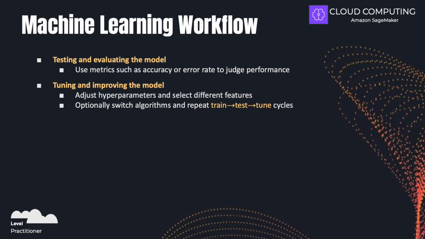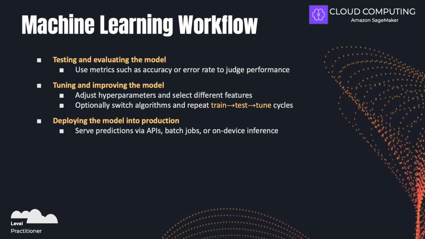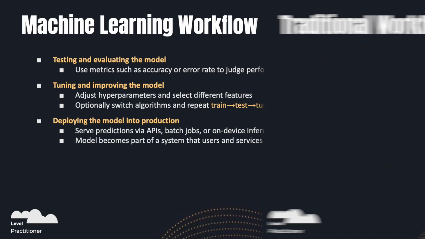And finally, you deploy the model into production. Once you're happy with your model, you can make it available so real applications can send data and receive predictions. This might be done through an API endpoint, a batch process, or running the model on a device. And from here, your model is part of the real system that users or other services depend on.